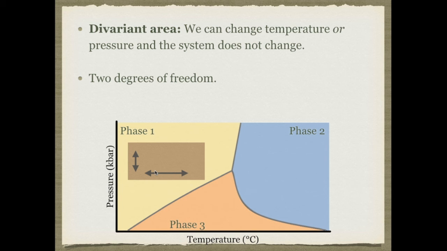Since we can change temperature or pressure, we have what we call 2 degrees of freedom. So being able to change temperature is a degree of freedom. Being able to change pressure is a second degree of freedom. The term degrees of freedom is fairly important. You don't need to worry about it too much. It's just that there's a formula later on that involves it.